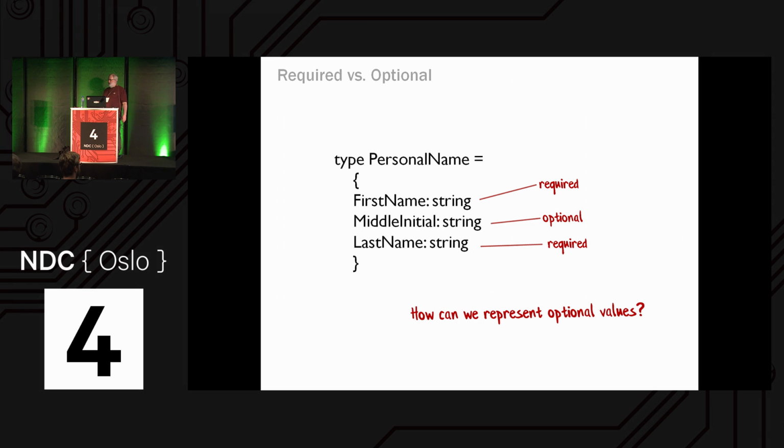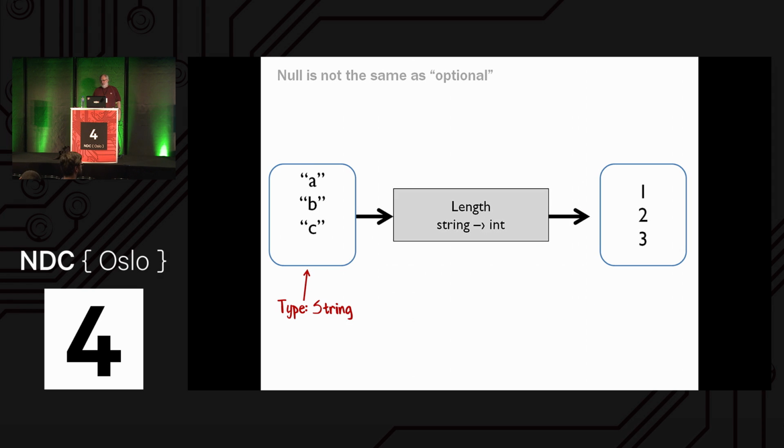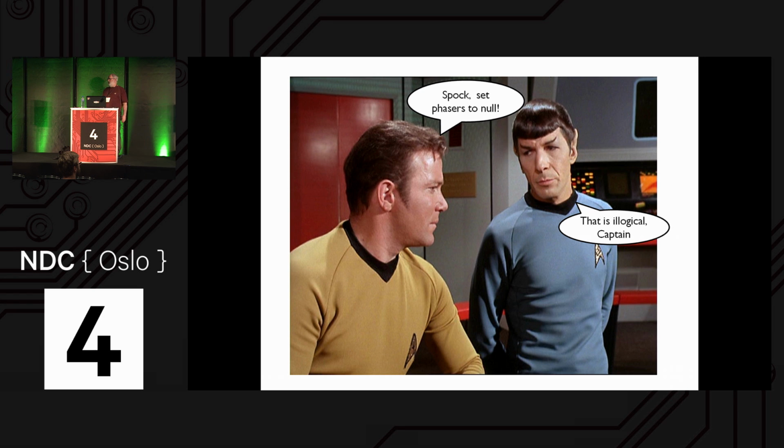So how do we represent optional values? Well, let's go back to the beginning. Let's say that we have a length function that takes a string as input and spits out an int as output, right? So the input is a list of possible strings. Now, one of the problems in most type systems is that null is a valid string, okay? Null is in the list of things that you can pass into this function. And that's a problem, because null is not a string. You can't get the length of null, it just doesn't make any sense.